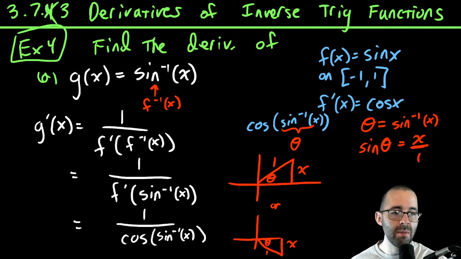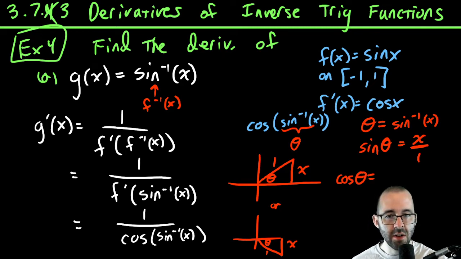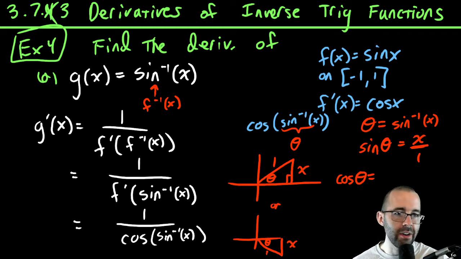And cosine is the same in the first and the fourth quadrant. It's positive in both quadrants, so it won't actually matter. So what's the cosine of that angle? Well, that's adjacent over hypotenuse. We have a right triangle. We don't know the adjacent, whatever this is. We can use the Pythagorean theorem to get it.